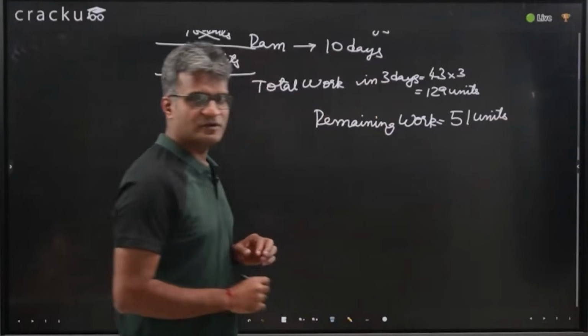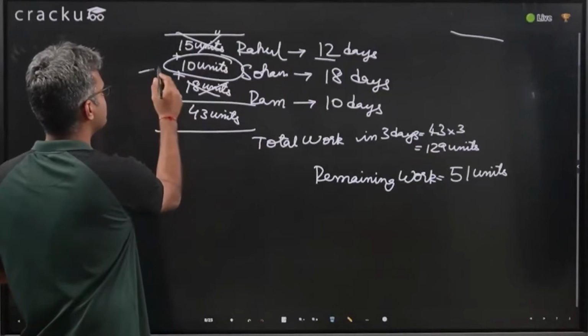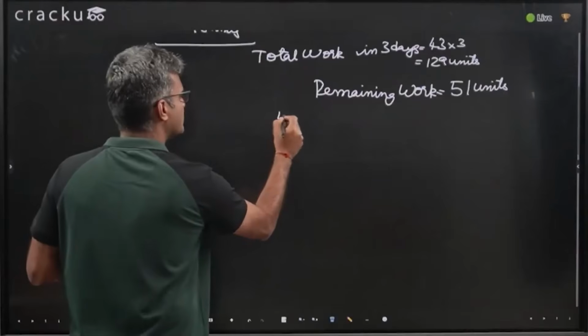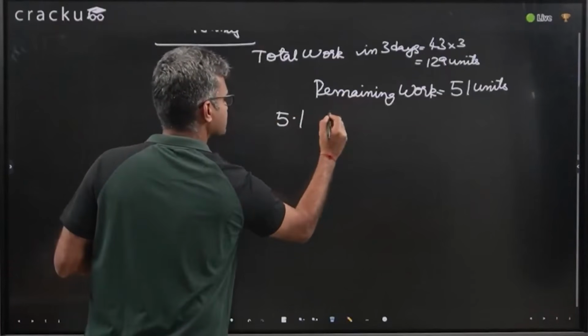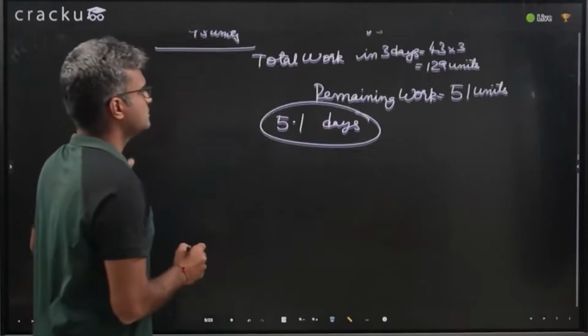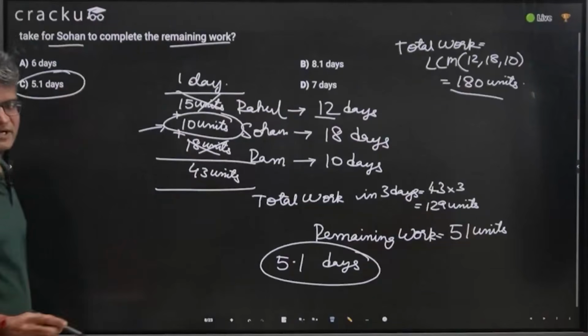Who is doing the remaining work? Sohan is doing the remaining work. And Sohan does 10 units of work every day. Therefore, the time that it takes him will be 5.1 days, which is 51 divided by 10. So the answer for this question will be option C, which is 5.1 days.